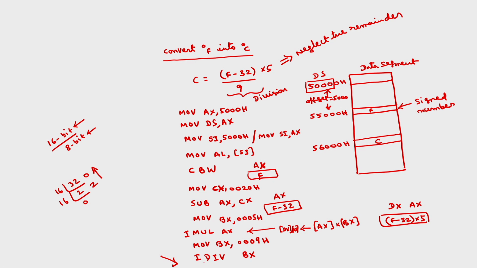that I am going to divide with BX. BX is having 9 now. So after this IDIV, the remainder will be there in DX, that I am not interested in, and the quotient is there in AX, that I am going to store into this location.